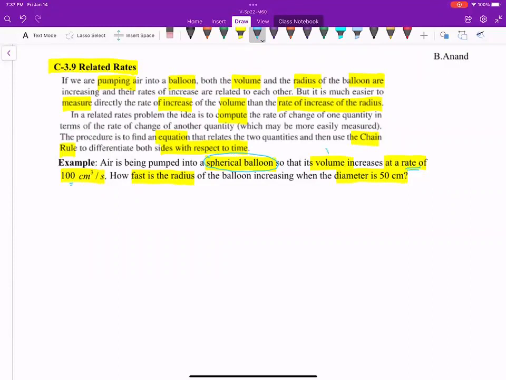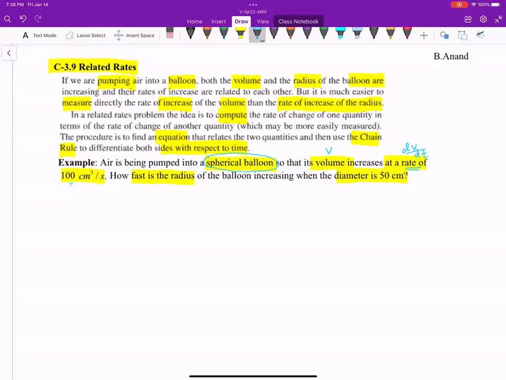If I denote V for the volume, this means it increases at a rate of, which means dV by dt, the derivative with respect to time. Anytime the word rate is used, as it is here, the volume per second, it denotes the derivative. In terms of a math expression, it is dV by dt.